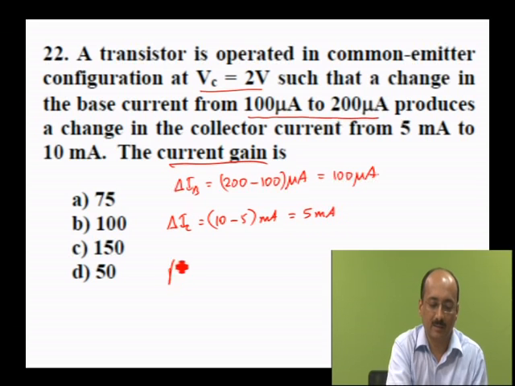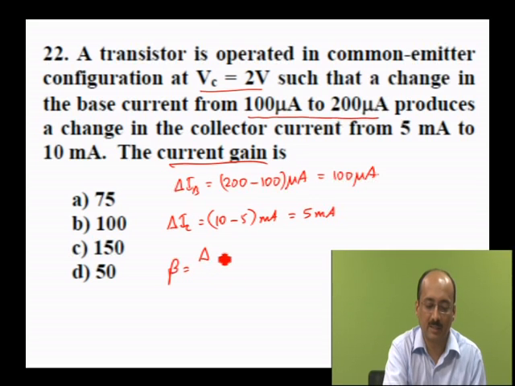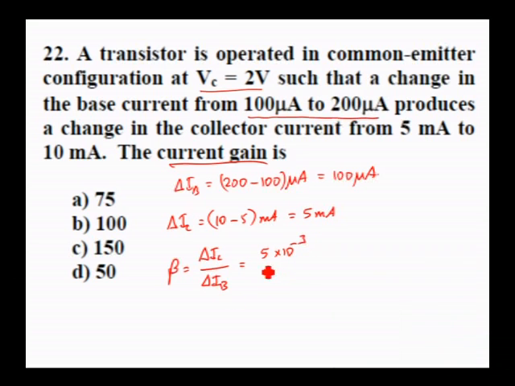Current gain means beta. Beta of the transistor is given by delta IC by delta IB, which amounts to 5 milli divided by 100 micro. Now, this is 5 into 10 raised to minus 3, and you can have 100 into 10 raised to minus 6, which means 10 raised to minus 4. That minus 4 comes to the numerator, it becomes plus 4. So, this translates to 50. So, D is the choice.